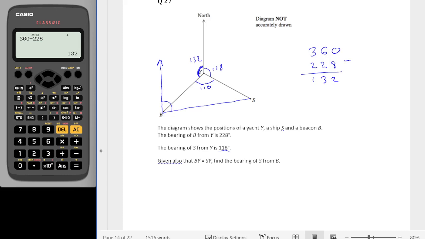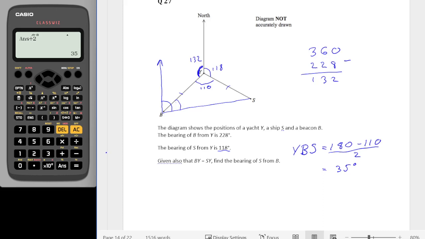Right, and then I'm going to work out the size of this. This is an isosceles triangle, so these angles will be equal. So I'm going to call this angle YBS, and it is going to be equal to 180 minus 110 divided by 2, because angles in a triangle equal 180 and base angles of an isosceles triangle are equal. So that angle there is going to be 35.